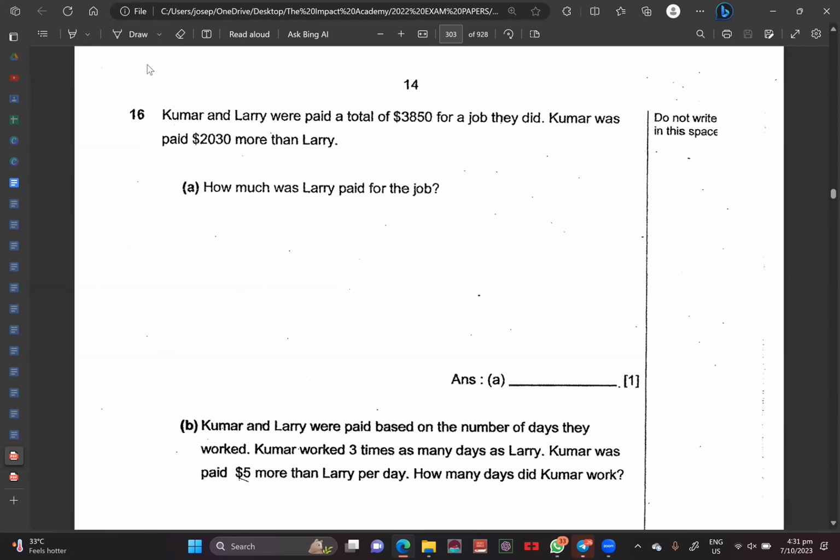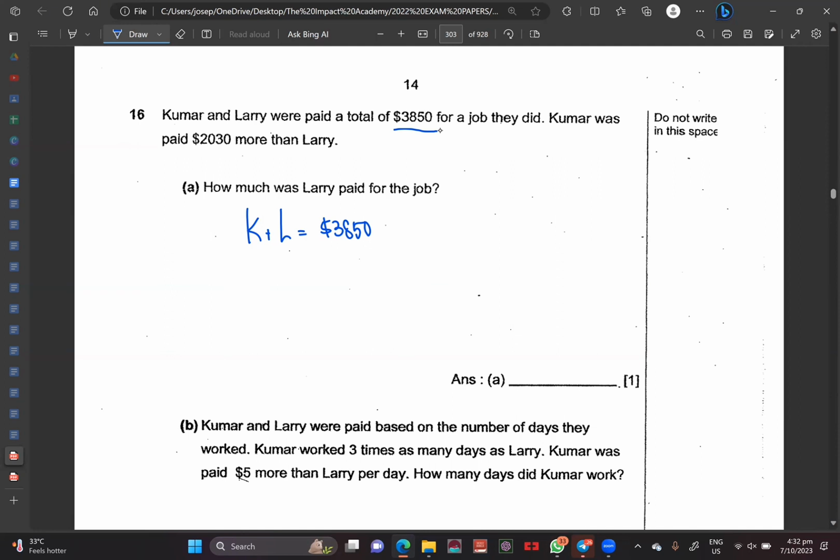Kuma and Larry were paid a total of 3,850 for a job that they did. So we just put K plus L is equals to 3,850. I think that's the first thing that we should do, right? Whatever it is, that should be the first thing that we should do. All right, now we know that, oh, the first part is very easy, right?